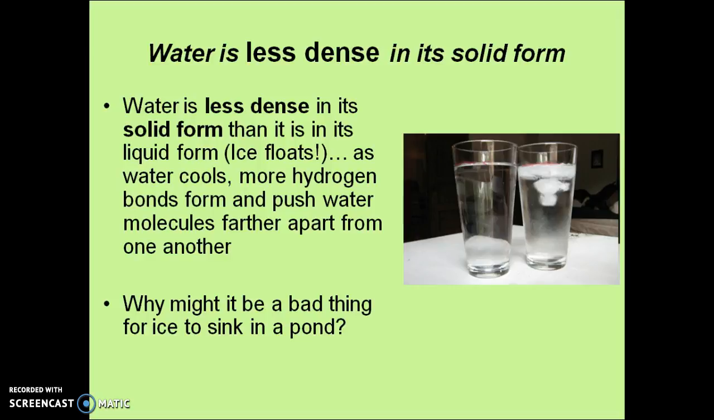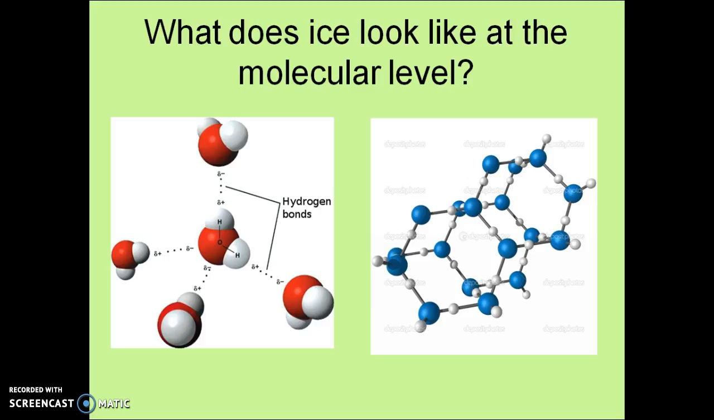If you had ice forming at the top that then sank to the bottom, you would have ice form at the top again because it's in contact with the cold air, and that ice would sink. Then the water on the surface would again freeze, and that ice would sink, and so on and so forth until your pond was solid ice. Obviously, that would not be a good thing for the organisms that live there.